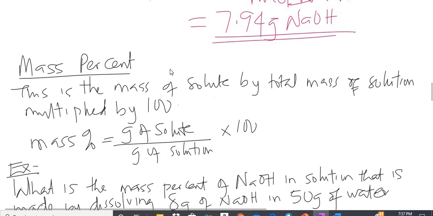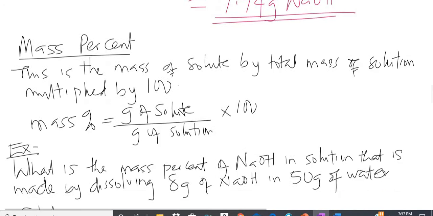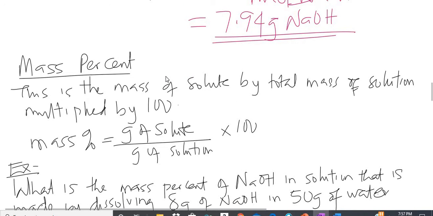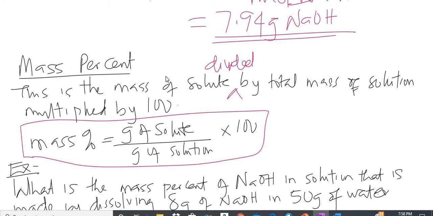Another term of concentration is mass percent. This is the mass of solute divided by the total mass of solution, multiplied by 100. So we write it as this expression.